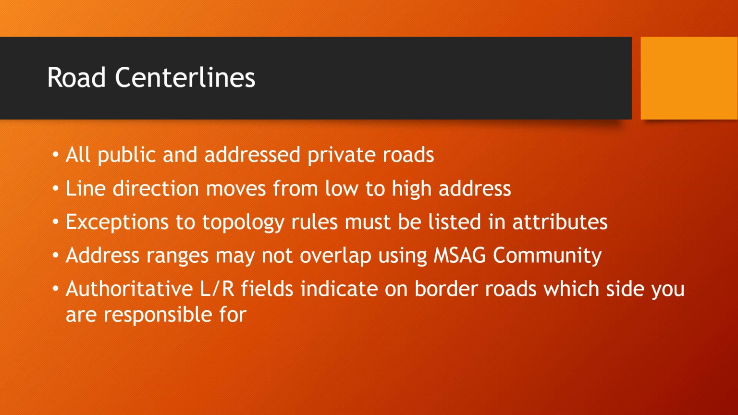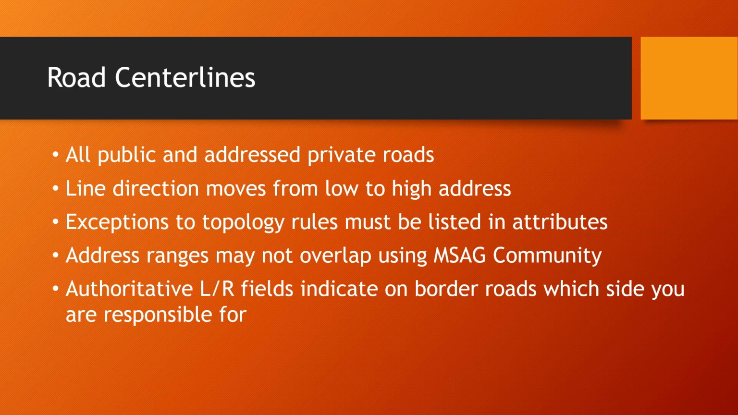If you have any exceptions to our topology rules, they have to be listed in the attributes. And address ranges may not overlap using MSAG community. We talked earlier about why that is, but you only have to worry about MSAG community. If you go through and you realize that you have two different MSAG communities in a particular area, and they have the same zip code or the same postal community, that is not an issue for validation purposes. It may be an issue for your use or the use of your end users, but we are only looking at MSAG community.